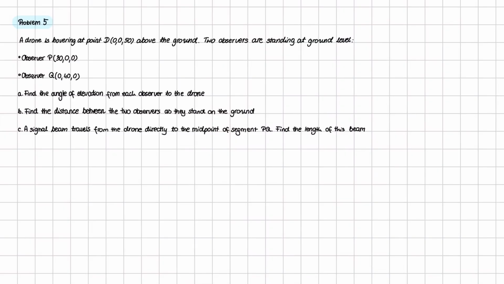Problem 5. A drone is hovering at point D (0, 0, 50) above the ground. Two observers are standing at ground level. Observer P with coordinates (30, 0, 0), observer Q with coordinates (0, 40, 0). A. Find the angle of elevation from each observer to the drone.